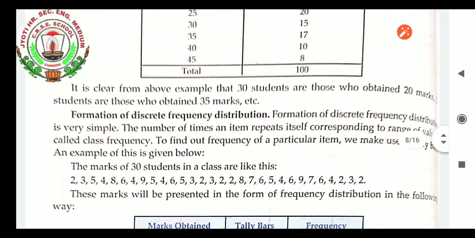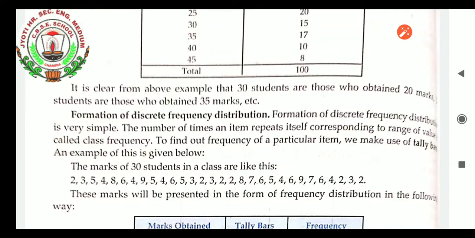Formation of discrete frequency distribution is very simple. The number of times an item repeats itself corresponding to a range of values is called class frequency. To find the frequency of a particular item, we make use of tally bars. An example of this is given below.